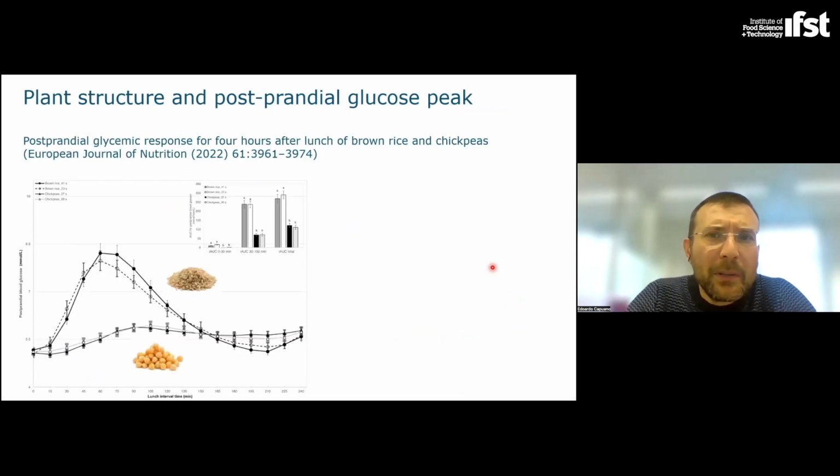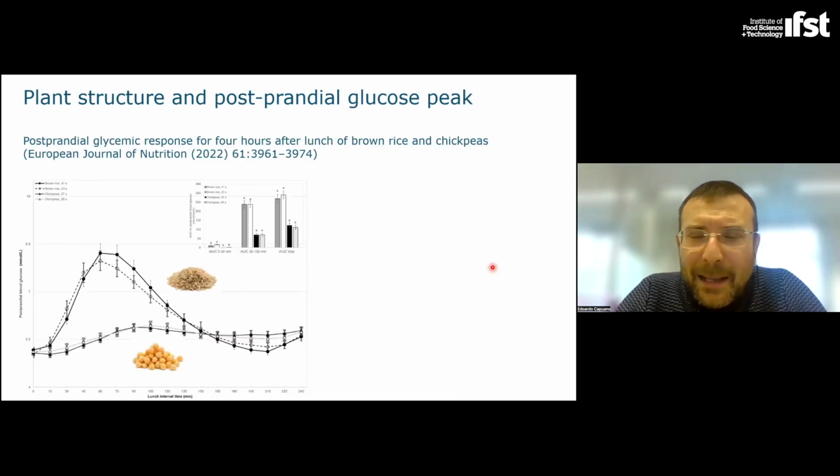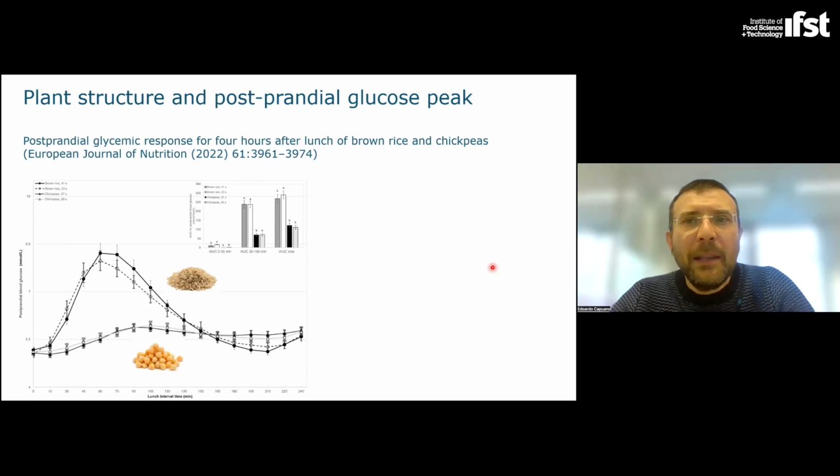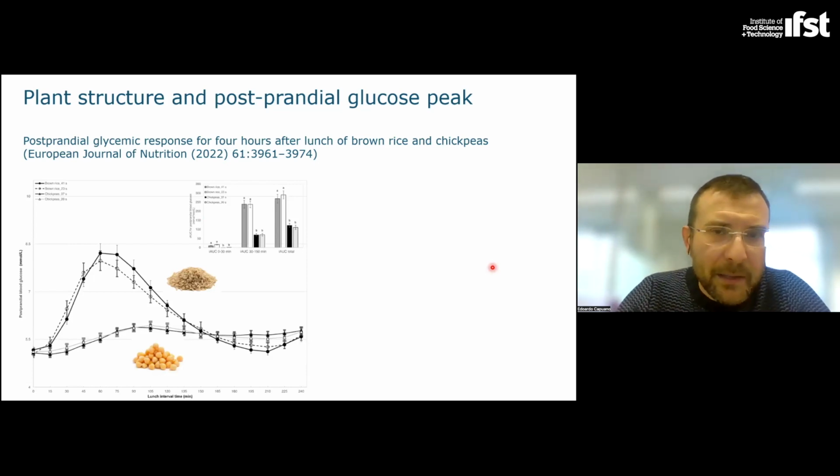Now, the first example is from a study that we performed last year. We were interested here in understanding the effect of oral processing, so how long you chew, on postprandial glucose peak. You realize that this is a very important indicator, because we know that an elevated and continuous postprandial glucose peak may be associated with incidence of chronic diseases like diabetes.